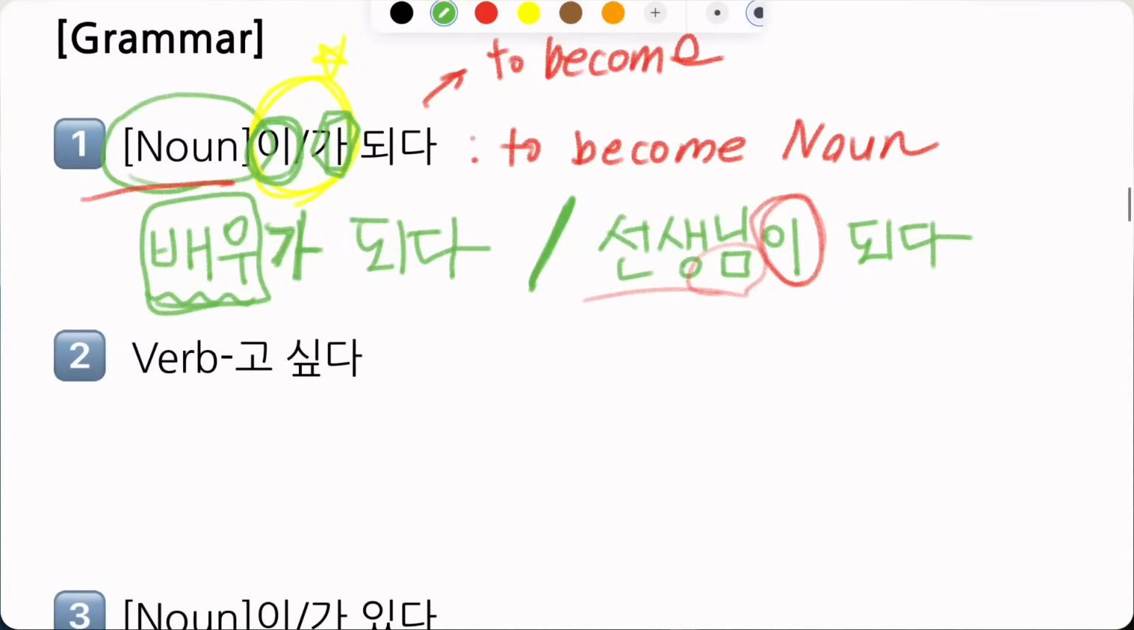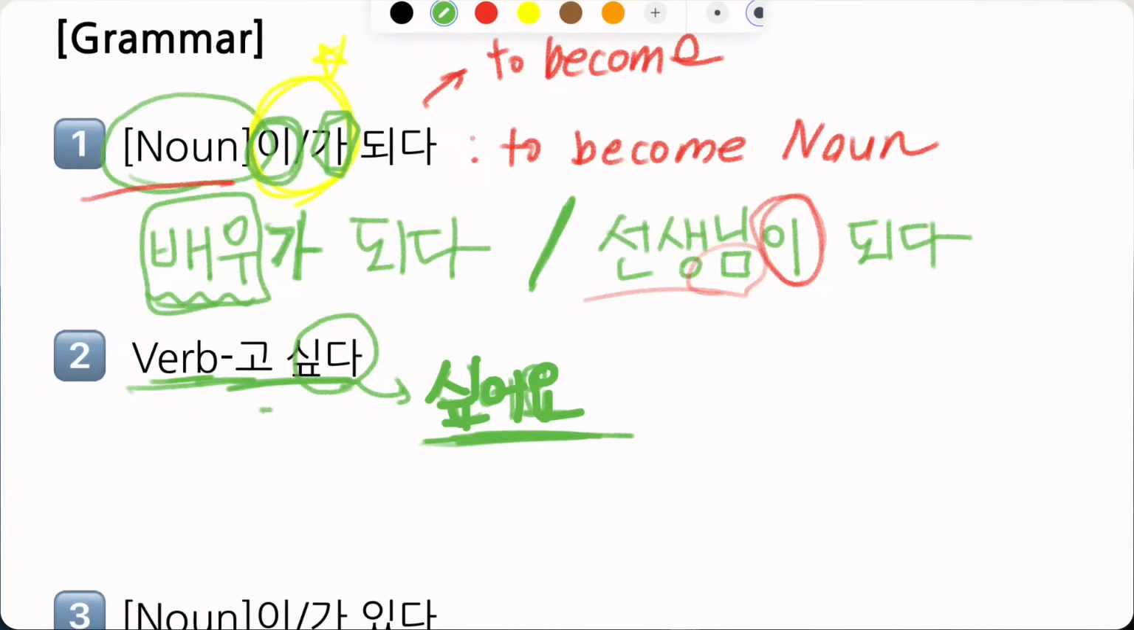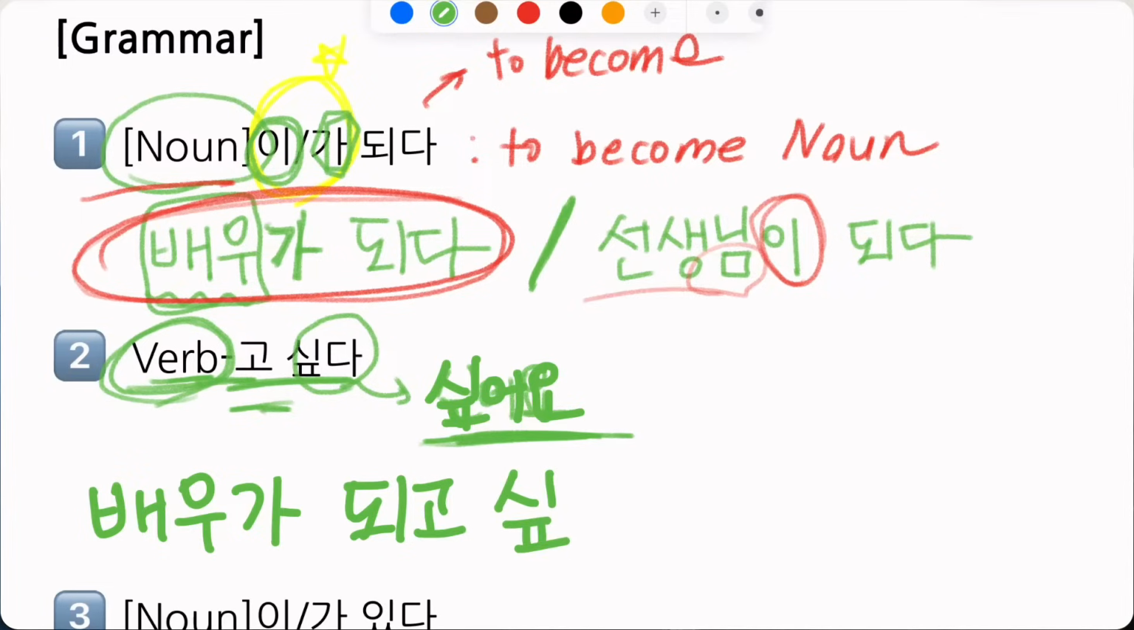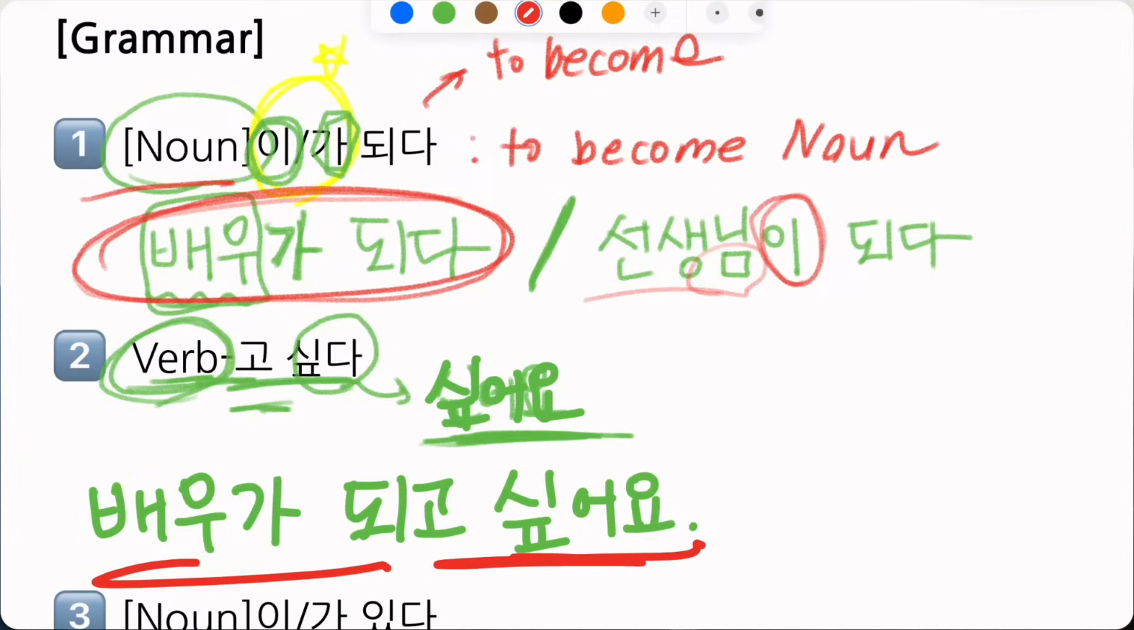And verb 고 싶다. So this 싶다 is conjugated to 싶어요. So we'll learn the conjugated form instead. So verb 고 싶어요 means you want to do the verb. So if you want to say I want to become an actor, you can combine the verb 배우가 되다 with what you want to do, 고 싶어요. 배우가 되고 싶어요. It means I want to become an actor.